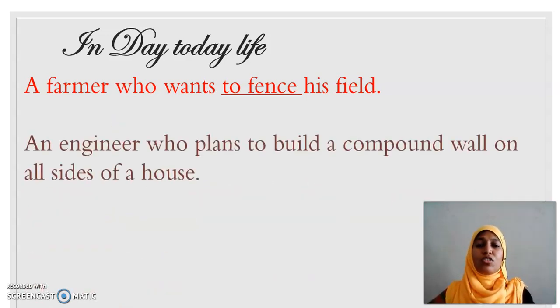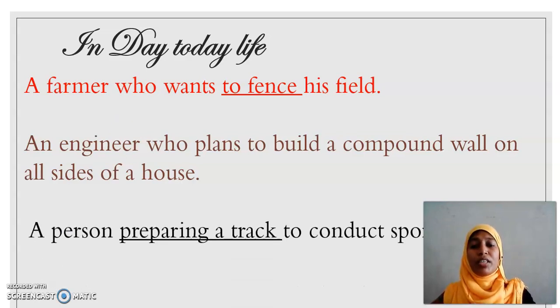An engineer who plans to build a compound wall on all sides of a house. There we come across the word perimeter. Then a person preparing a track to conduct sports. On sports day, did you see your PT master drawing tracks over the ground? Yes, there we find perimeter. The shapes are different. It need not be square always. It need not be rectangle always. It need not be circle always. The shapes differ. So these are the places where we come across the word perimeter.